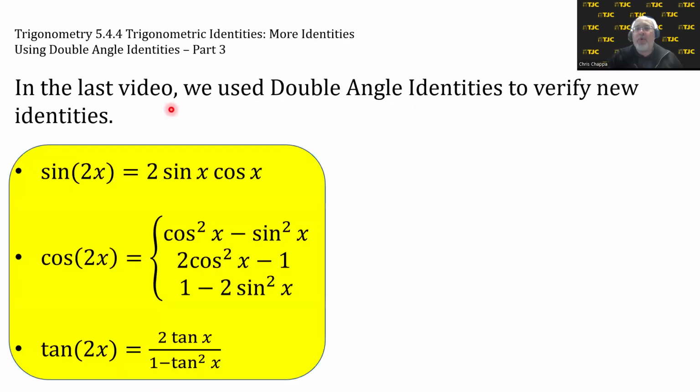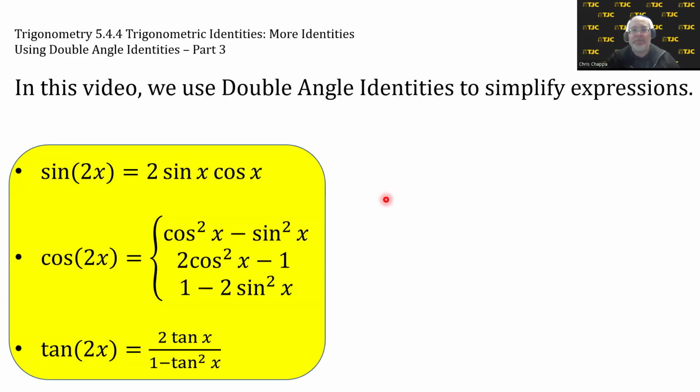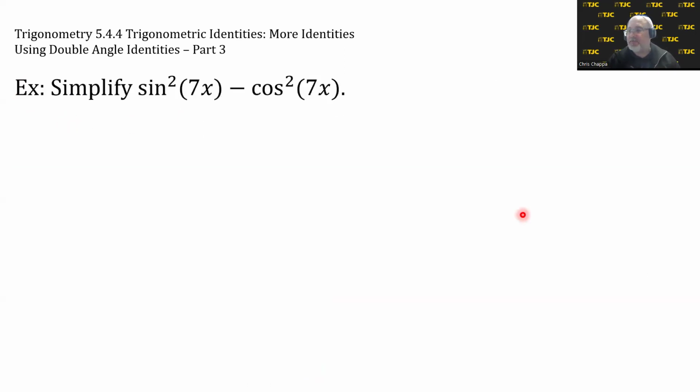In the last video, we used double angle identities to verify new identities. Here you see a list of all of our double angle identities. In this video, we use double angle identities to simplify expressions. For example, simplify sine squared of 7x minus cosine squared of 7x.